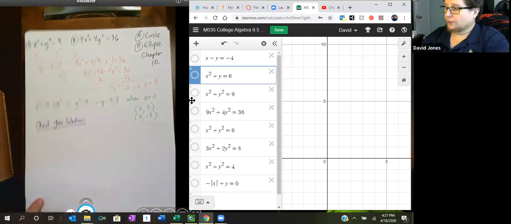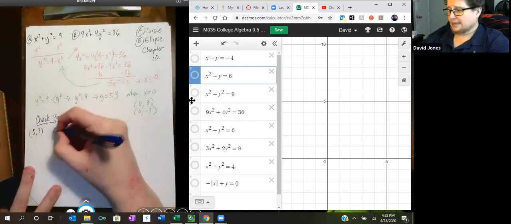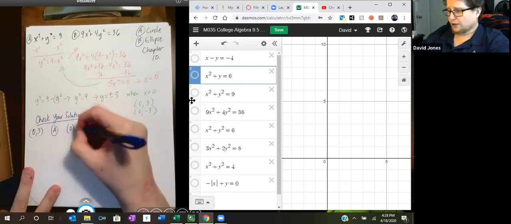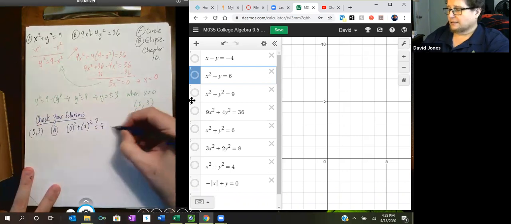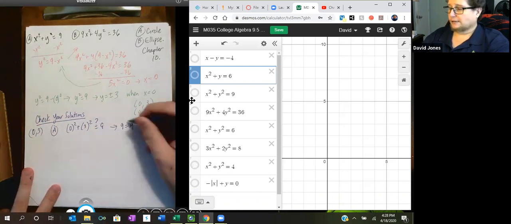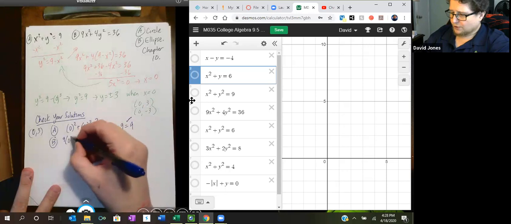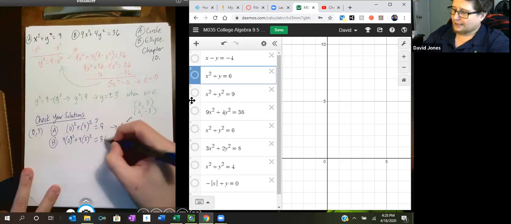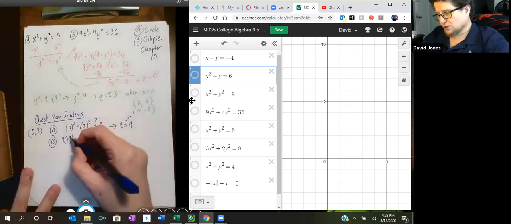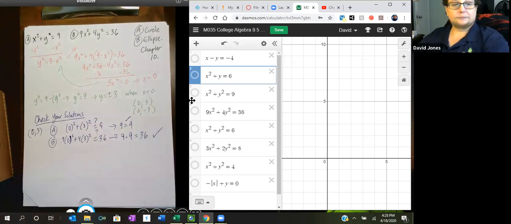And you just check them into both. (0, 3). If I put that in A, I get 0 squared plus 3 squared. Does that equal 9? 9 equals 9, yes. And if I plug it into B, 9 times 0 squared plus 4 times 3 squared, does that equal 36? The 0 squared is 0, 9 times 0 is 0. 3 squared is 9, we have 4 times 9, does that equal 36? Yes, it does.